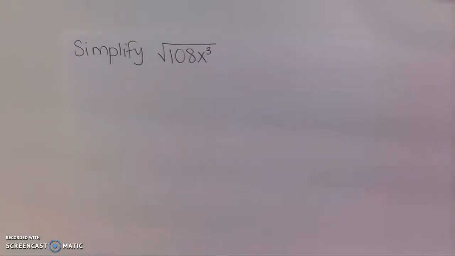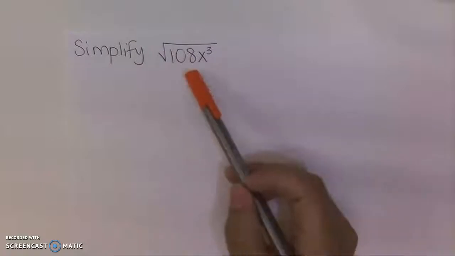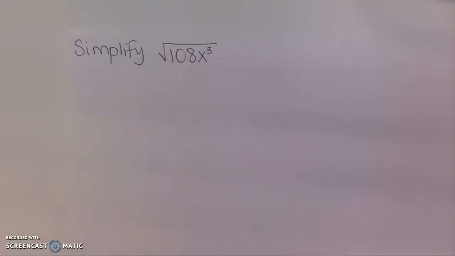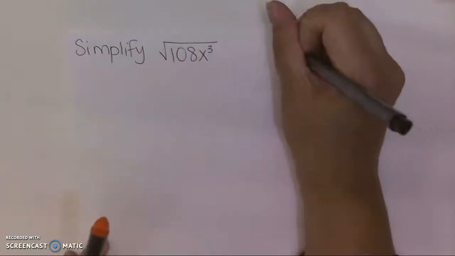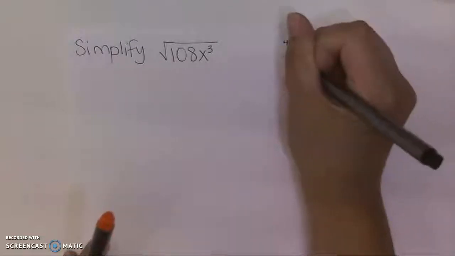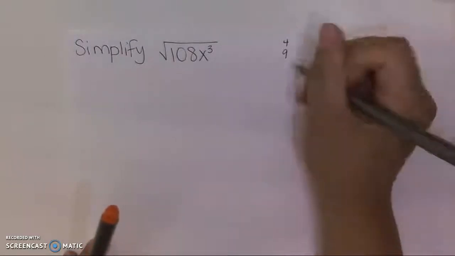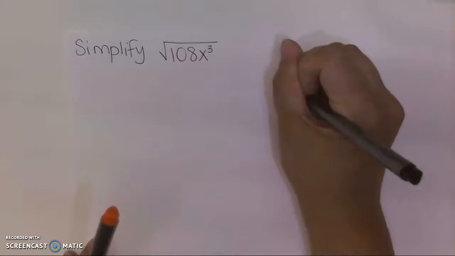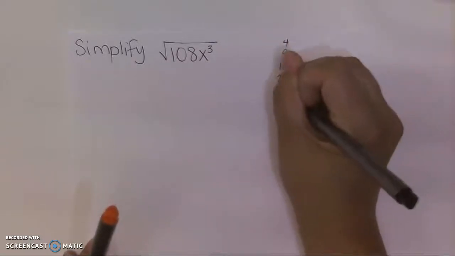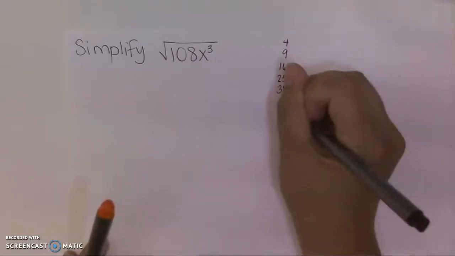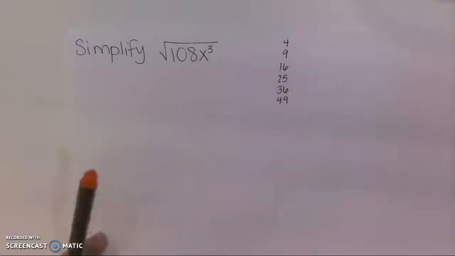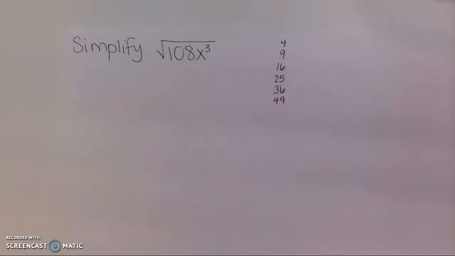harder. So in order to do this, you need to break it down into a product of a perfect square. So what perfect square goes into 108? It might be helpful to list some perfect squares here. So 4, 3 squared is 9, 4 squared is 16, 5 squared is 25, 6 squared is 36, 7 squared is 49. Those are just a few perfect squares, right? I like to find the biggest perfect square that goes into the number.